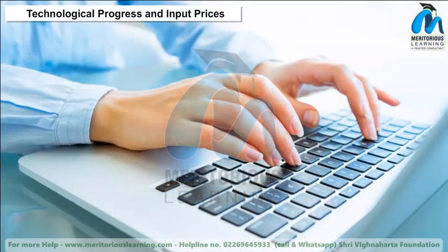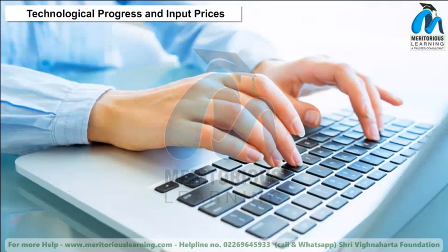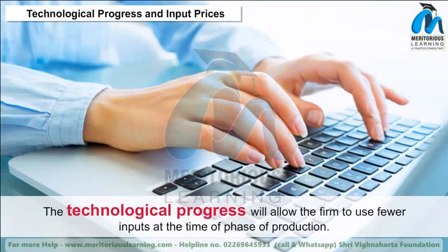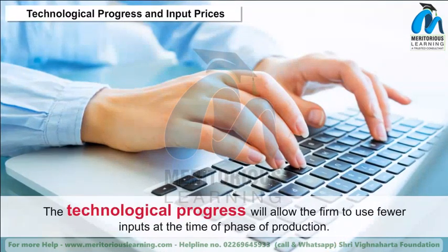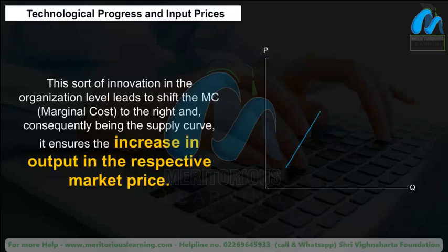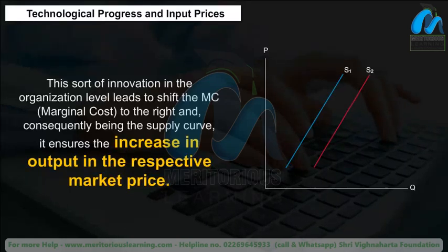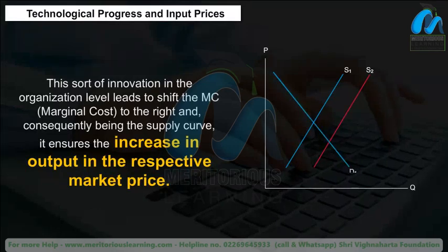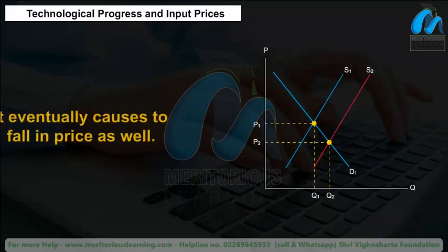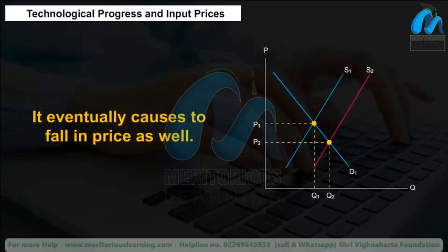Technological progress and input prices. Technological progress allows the firm to use fewer inputs in the production phase. This sort of innovation at the organization level shifts the MC to the right and, consequently, the supply curve. It ensures an increase in output at the respective market price. It eventually causes the price to fall as well.